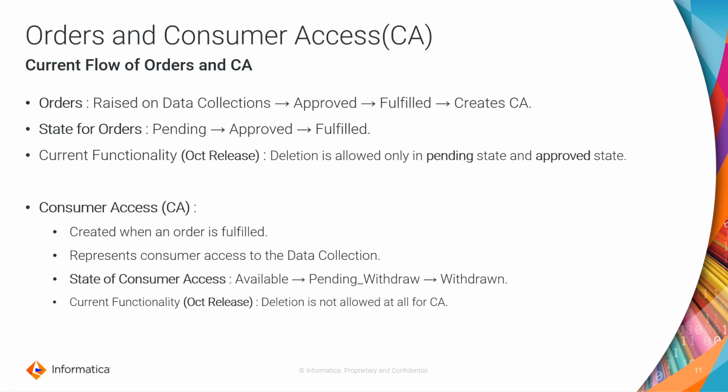Order and consumer access. The current flow of orders and consumer access: raised on a data collection, approved, fulfilled, which creates a consumer access. States of orders: pending, approved, fulfilled. Currently, deletion is allowed only in the pending and approved states. Consumer access is created when an order is fulfilled and represents consumer access to the data collection. The states of consumer access are available, pending withdraw, withdrawn. Currently, deletion is not allowed in any state of consumer access.